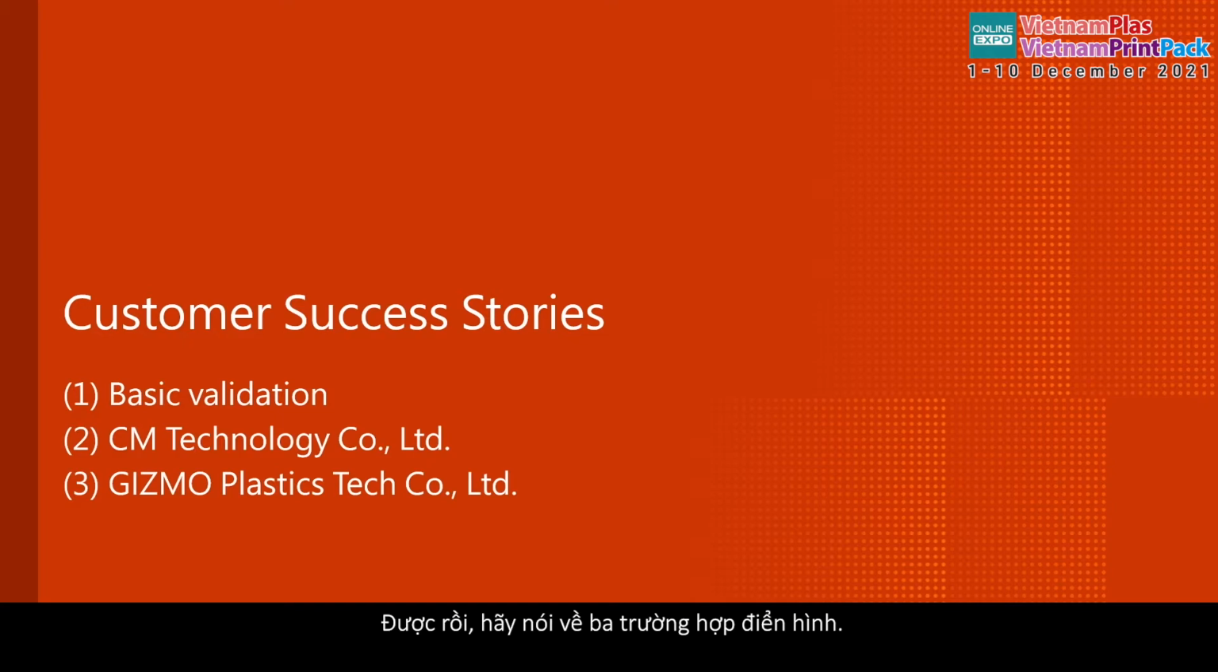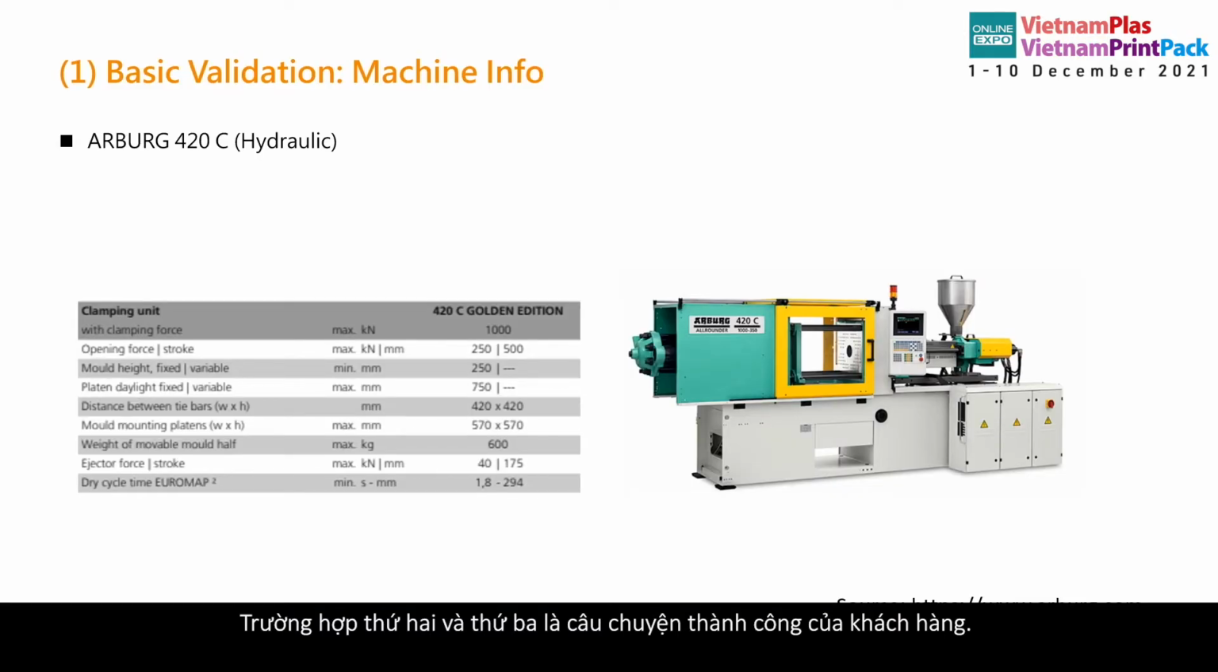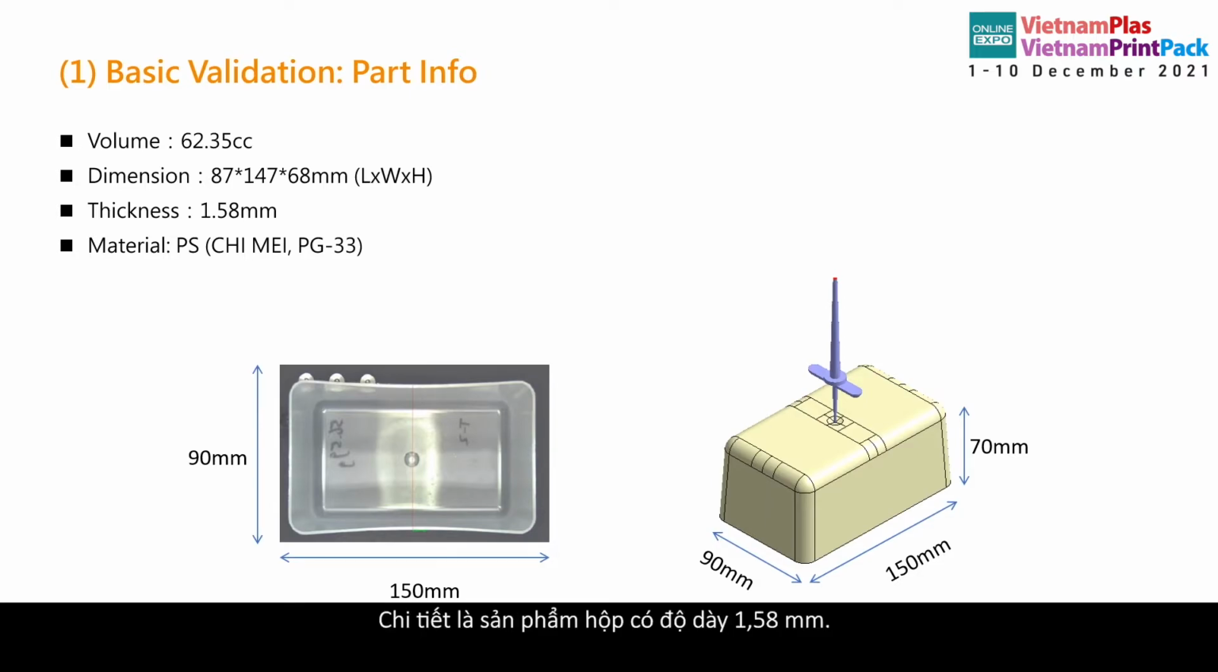Okay, let's talk about three case studies. The first one is the basic validation, and the second and third cases are customer success stories. The case for basic validation is based on the Arburg machine. The information of the machine is listed here. The machine is hydraulic type. The part is a cover with 1.58 mm thickness. The material is PS from Qimei.